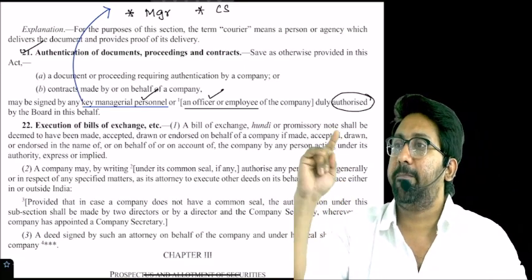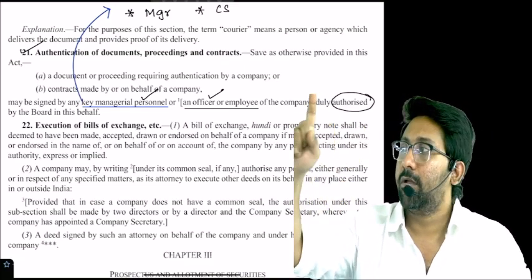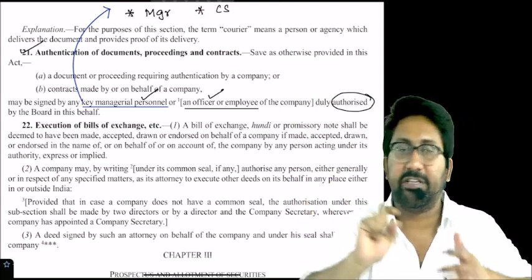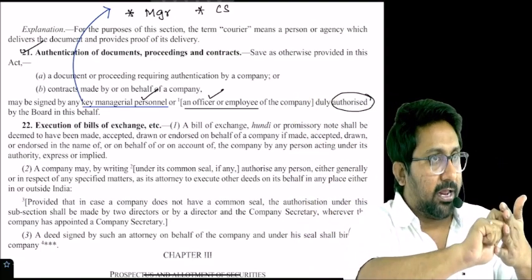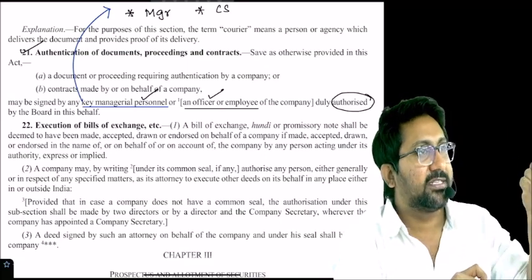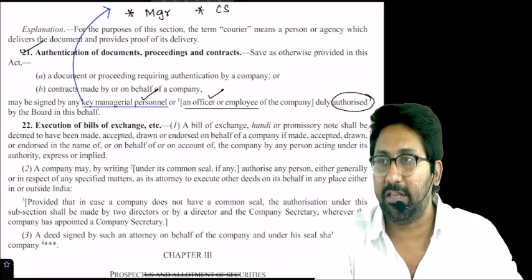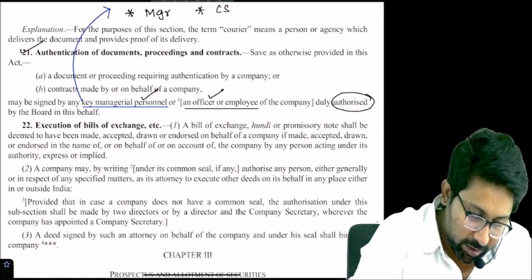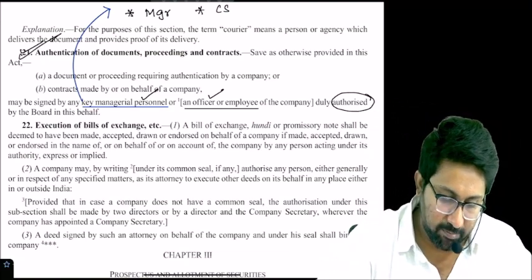Next, what is DPC? Documents, proceedings and contracts, which require authentication of the company, must be made only by whom? KMP, officers or employees duly authorized by the board. Done. 21 also over. Last section, sir, let us complete this.